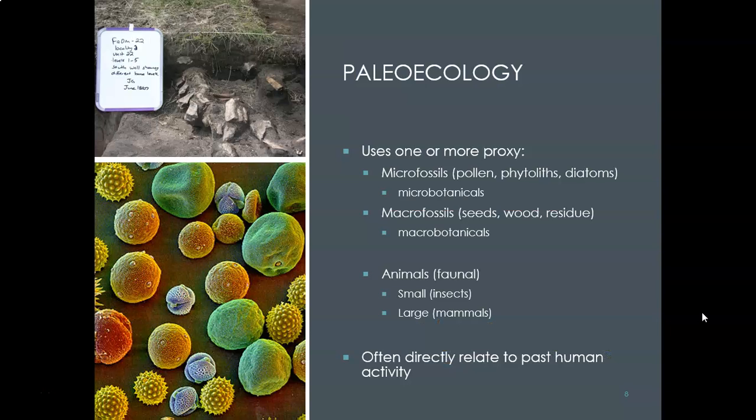Okay. So once we shift from the physical environment, we can start to think about the paleoecology, or what the plant and animal environment is like. And the key for reconstructing these kinds of past environments is to focus on what we call proxies. So these are the remains of past animals and plants. And so they can either be microfossils or microbotanicals or microfaunal, or we can have macrofossils or macrobotanicals or faunal remains that we will also investigate.